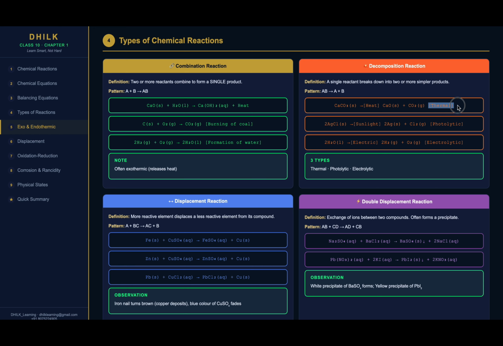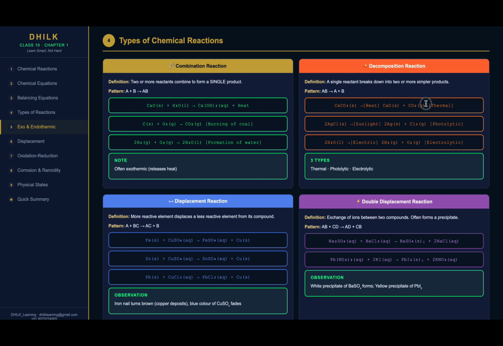In thermal decomposition reaction, the energy used to break this reactant is thermal heat. But in photolytic decomposition reaction, the energy used is sunlight. In electrolytic decomposition reaction, the energy used is electric current. That is the difference between these three different types of decomposition reaction. The change is just in the form of energy. So we can see some examples.